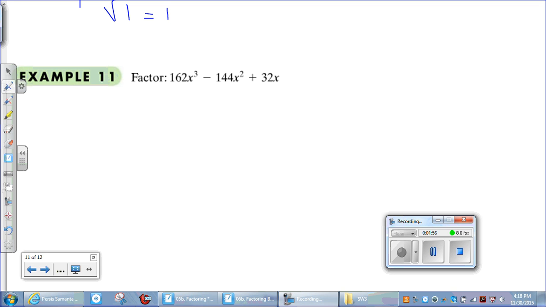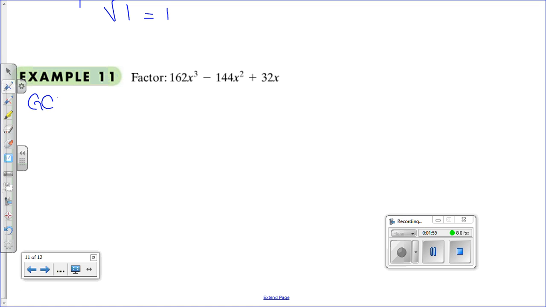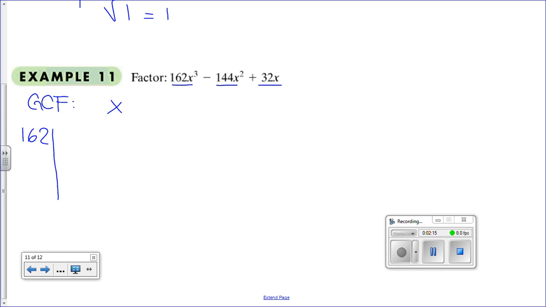For my next problem, I'm going to try to factor out a GCF. I cannot really tell what the GCF is just by looking at the three terms. What I know is that I can take the variable with the smallest exponent, so that will be x. To find the numerical part of the GCF, I'm going to do a prime factorization of the coefficients. So 162 could be divided by 2. 81 could be divided by 3. 27 could be divided by 3. And 9 could be divided by 3 again, and 3 can only be divided by 3.